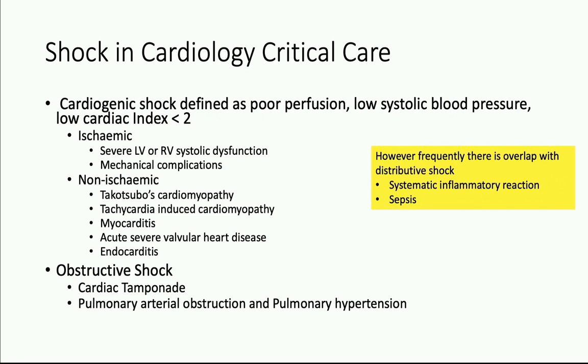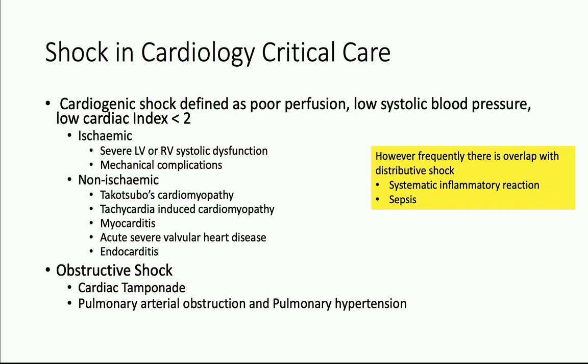So what is cardiogenic shock in the critical care environment? Essentially, it's a low cardiac index, less than 2, associated with poor perfusion, so poor organ perfusion, renal dysfunction, oliguria, liver dysfunction, altered mental state. And it's not necessarily associated with a systolic blood pressure of less than 90. You can still have cardiogenic shock if the blood pressure is in the range of around 100.